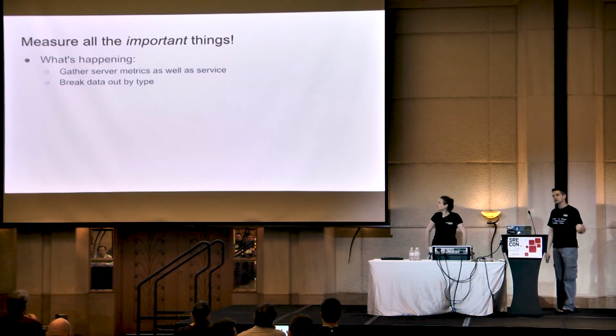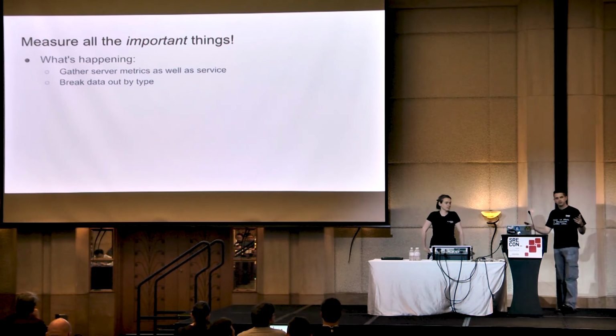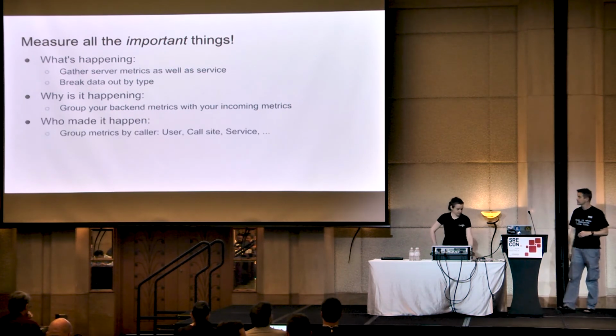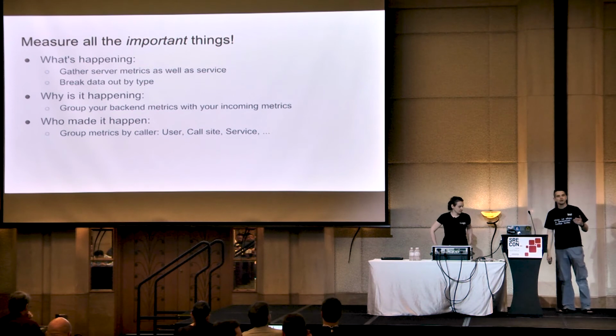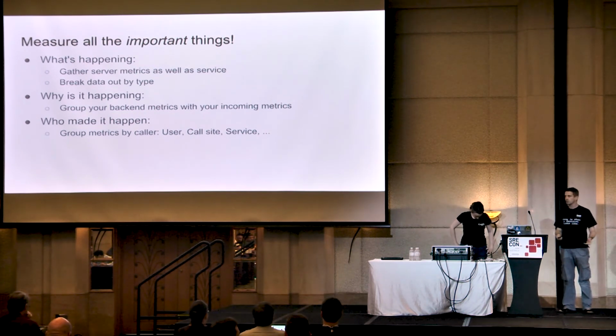Gather your server metrics as well as your service metrics. Break them out by type. Different failures have different reasons, need different responses. Why is it happening? Group your backend metrics with your incoming metrics. This is a fancy way of saying, remember that you're a stack. Trace the stack, be aware of what is happening down the stack. Who made it happen? Again, group your metrics by the caller, by the user, or by the calling service, by the calling site, whatever that is.